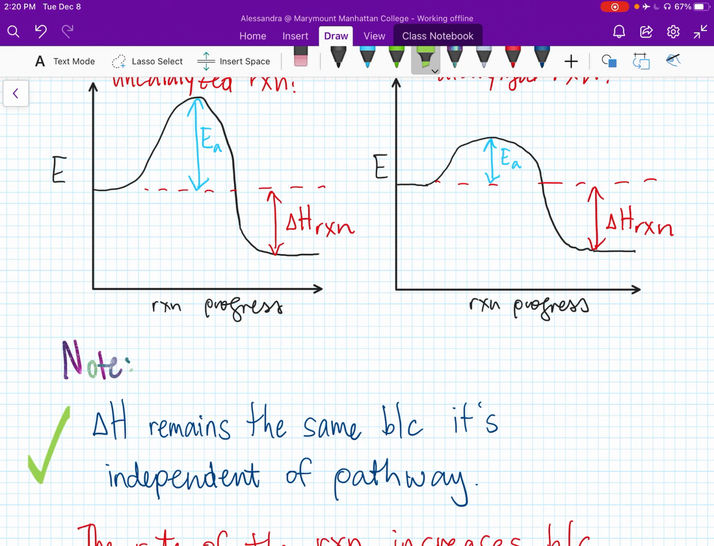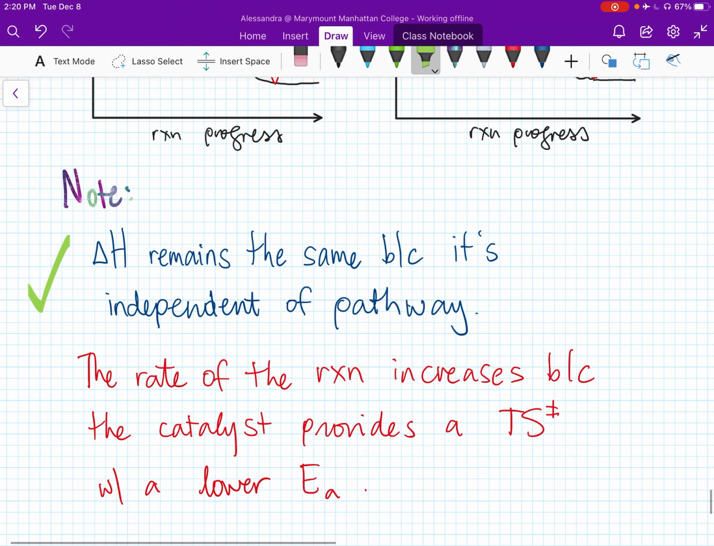Delta H is a thermodynamic state function. It is independent of pathway. So thermodynamics are not affected by catalysts. However, the rate of the reaction is going to increase when you add a catalyst because the catalyst provides a lower energy pathway for the reaction to happen by creating a transition state that's not as unstable. By creating a more stable transition state, it lowers the activation energy barrier. That's how a catalyst works.